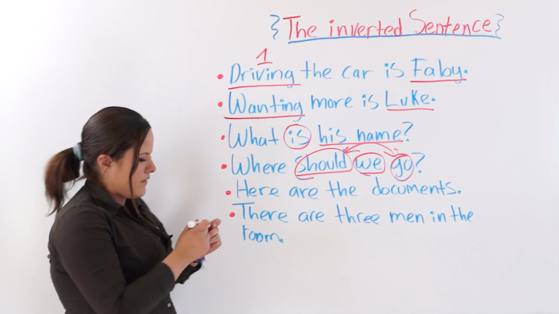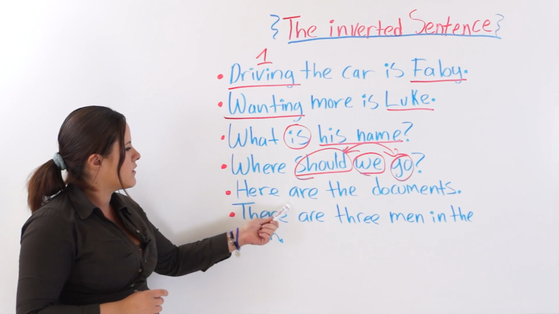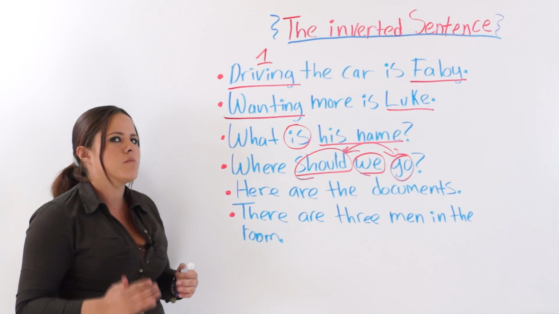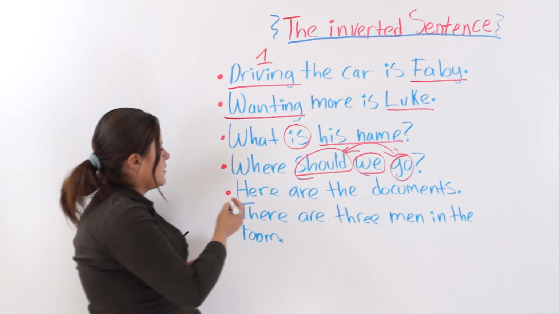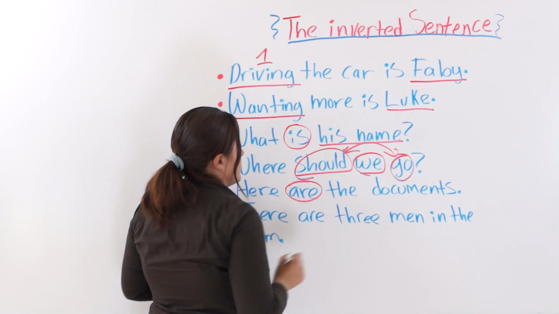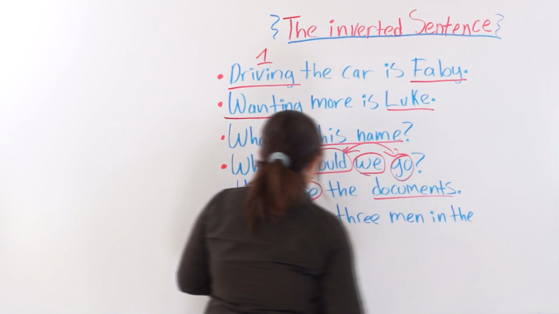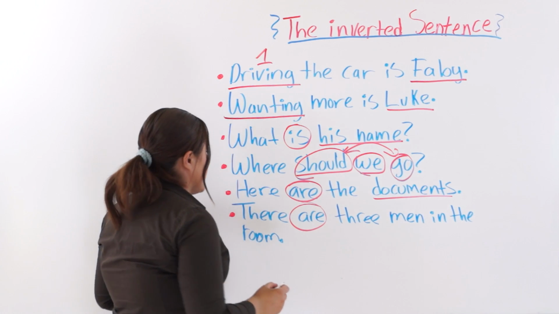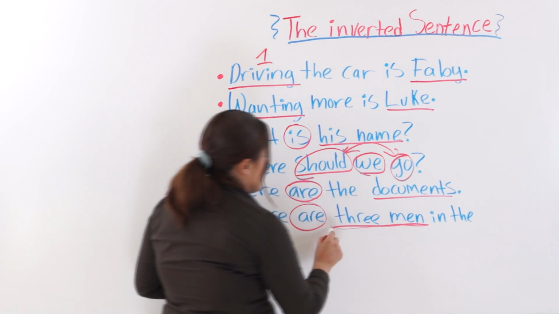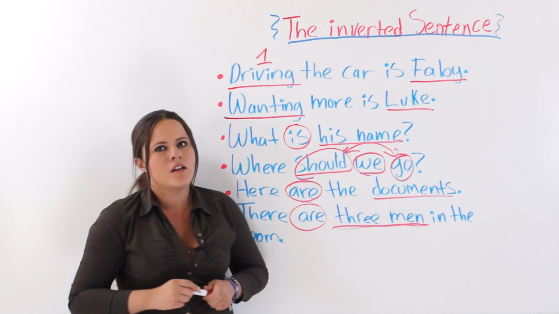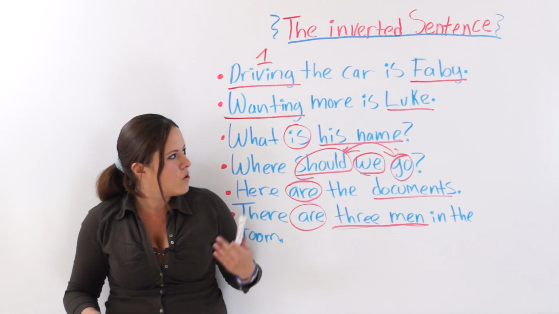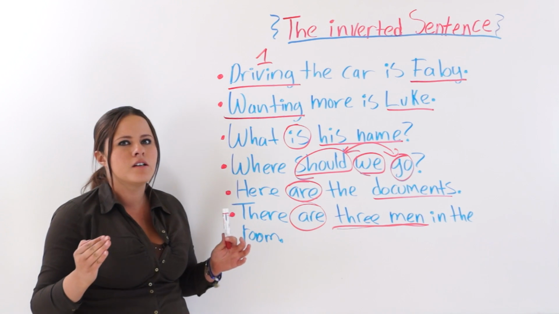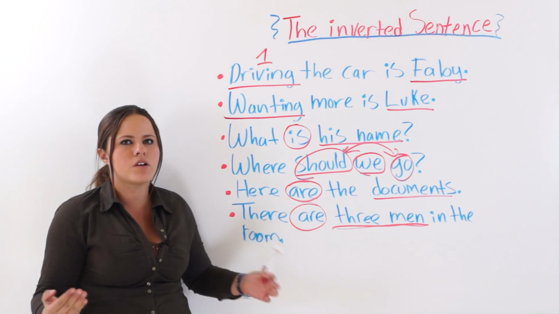The next one says, here are the documents. With here and there, the structure must be inverted also. Here are, verb. The documents, subject. There are, verb. 3 men in the room, subject. So this is the inverted sentence, or the ingredients to make an inverted order sentence structure.